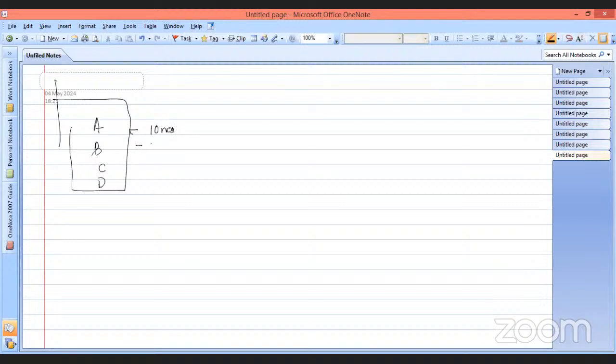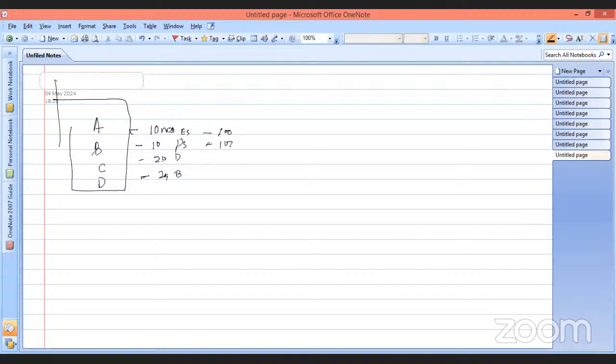From asset B, let's say I am holding another 10 preference shares. This is equity share. This is preference share. Here I am holding, let's say, 20 debentures of any company. And asset D is, let's say, a bond. I am holding 25 bonds.